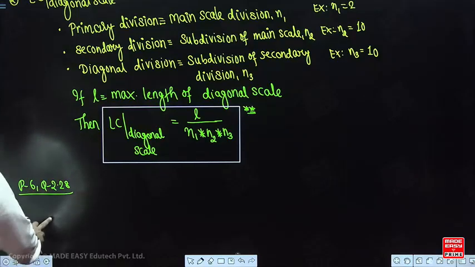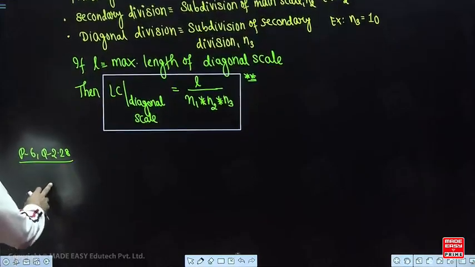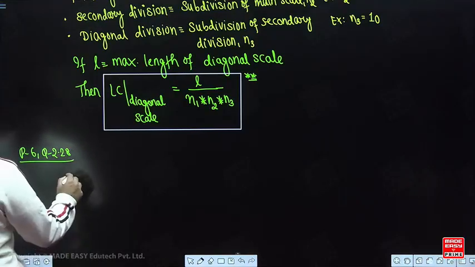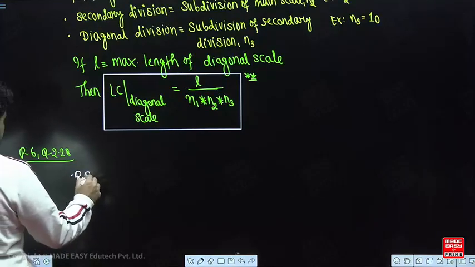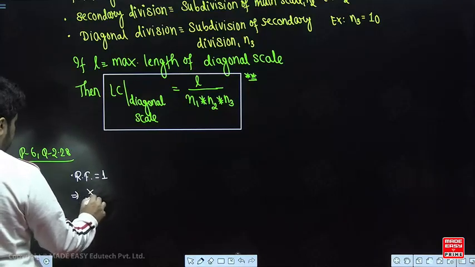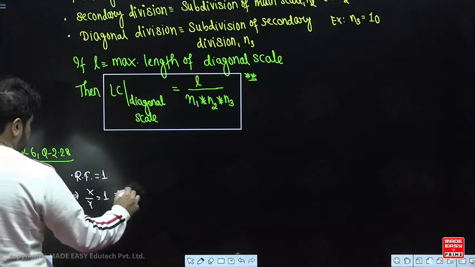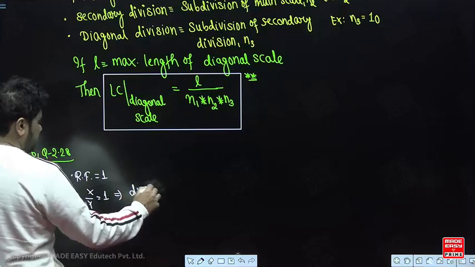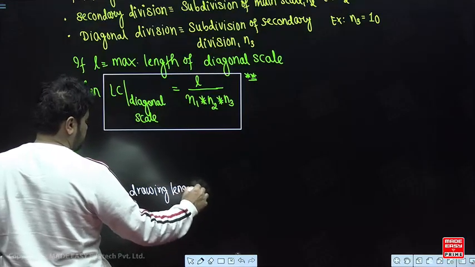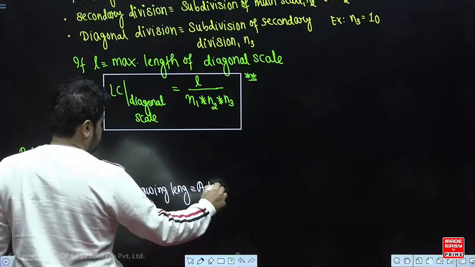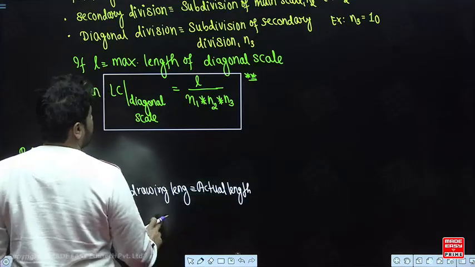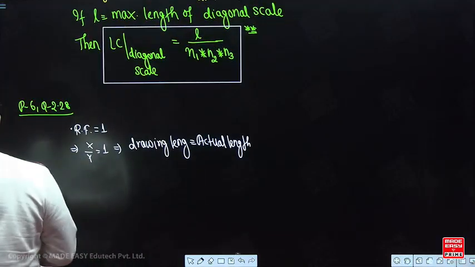It is saying that a diagonal scale of RF 1. RF is equal to 1 means x upon y is equal to 1, means drawing length is equal to actual length. Correct? So, drawing length and actual length both are same.